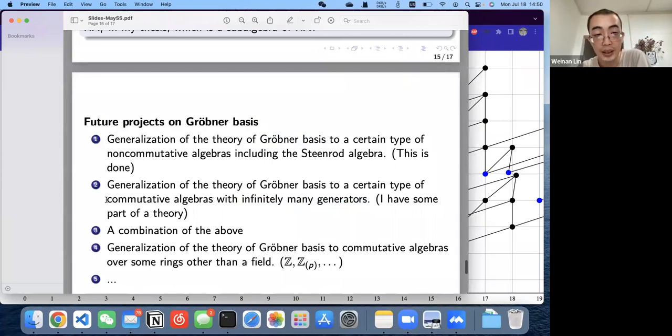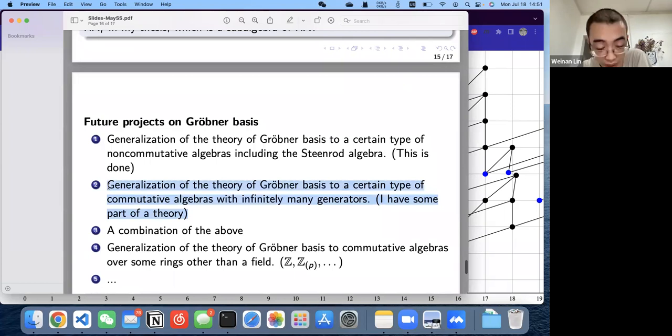For example, I can insist that there's an action on the algebra which can translate a generator to another generator, and then I can insist that there are only finitely many orbits under that action. Although there are infinitely many generators, there are only finitely many orbits. With that constraint, I can make the theory of Gröbner basis work again, and that would be useful in certain cases. I have part of the theory implemented now, but I think it needs to be refined.